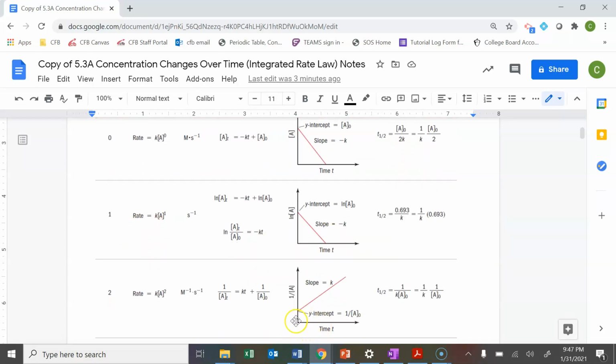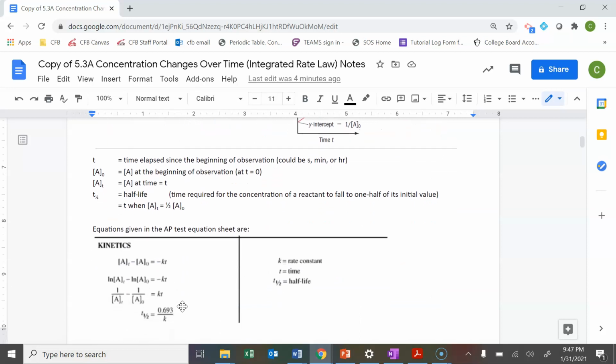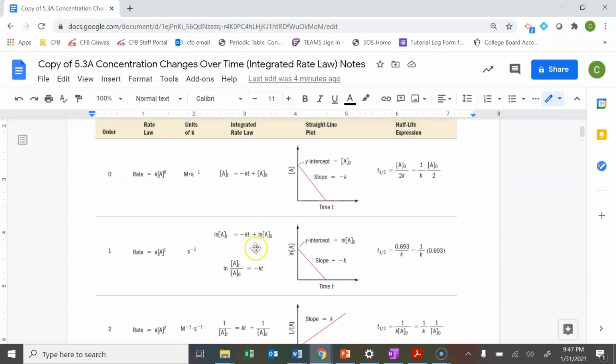And when the straight or linear slope is a graph of 1 over concentration versus time, where your y-axis is 1 over concentration, or maybe inverse concentration, A to the negative 1, and the x-axis is time, that is second order. And to keep that straight, we can look back at our rate laws. Concentration and time, 0 order.